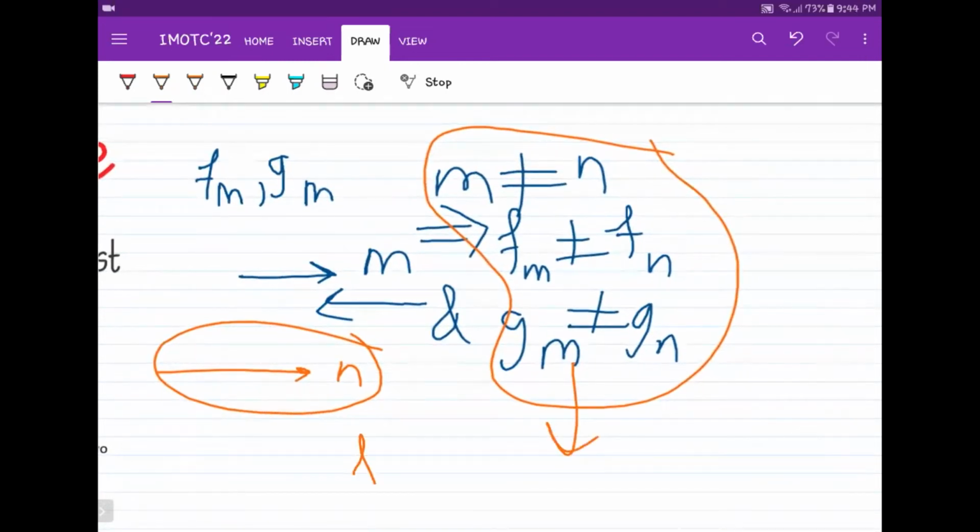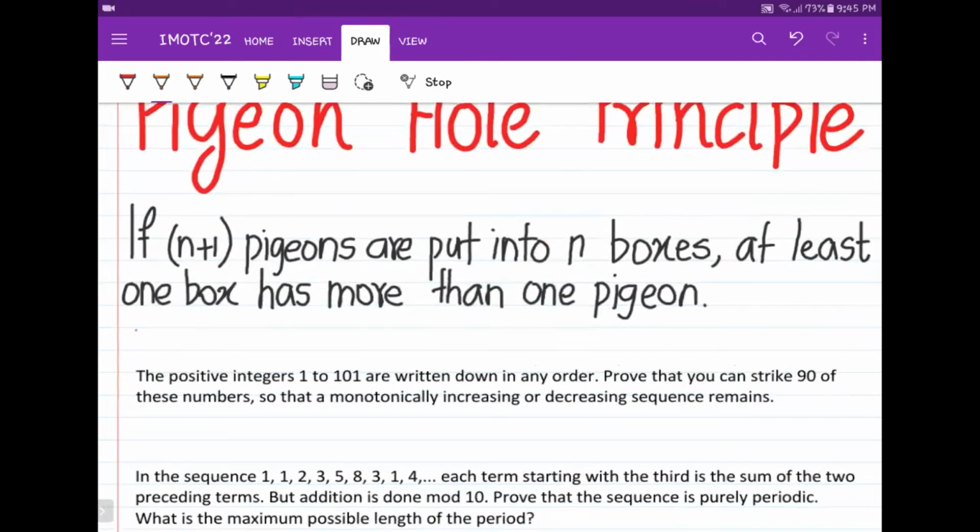How many distinct possible choices of FM and GM can we get? For each of them, we can get 101 choices. So this will force some pair of FM and GM to be equal. Does that make sense? Yes. Okay. Everybody cool with it?